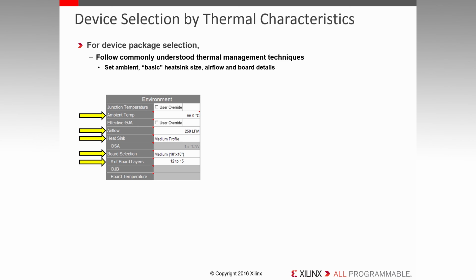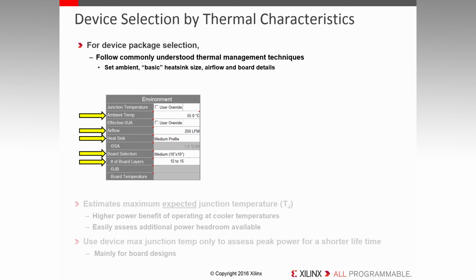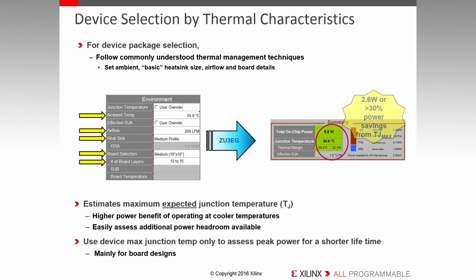Instead, set the right environmental conditions and let XPE calculate the maximum expected junction temperature. Ambient temperature is straightforward. For automotive application, you can set it to 55 C. The rest you can keep at default unless you have a reasonable understanding of the design environment conditions. Medium heatsink profile and medium board size selection are typically used. Now, XPE calculates the junction temperature based on total power and environment setting, which would be the ideal result.